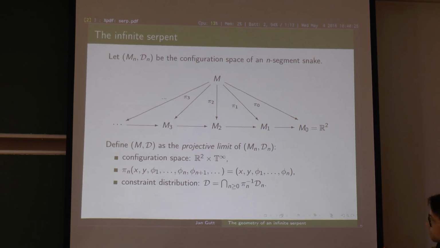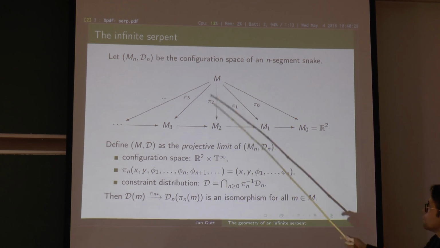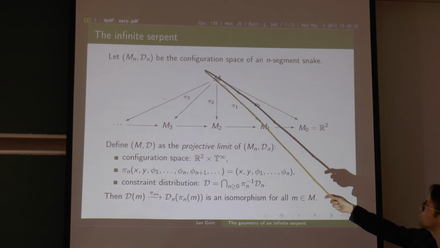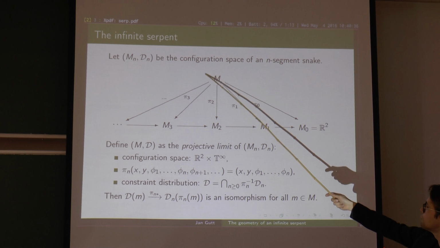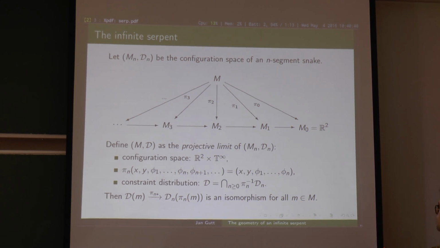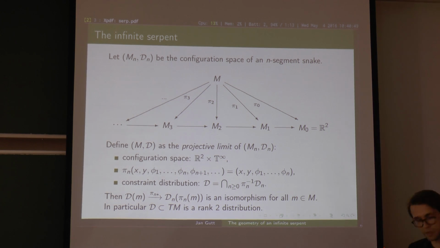So that's how you define the constraint distribution. And then you see that if you use one of these projections, then the fiber of a distribution in M will project isomorphically to a fiber of the distribution in an arbitrary finite snake. In particular, this means that this distribution is rank 2. So now this is very, very interesting because we've got this infinite dimensional configuration space and just a rank 2 distribution. So something very, very small.